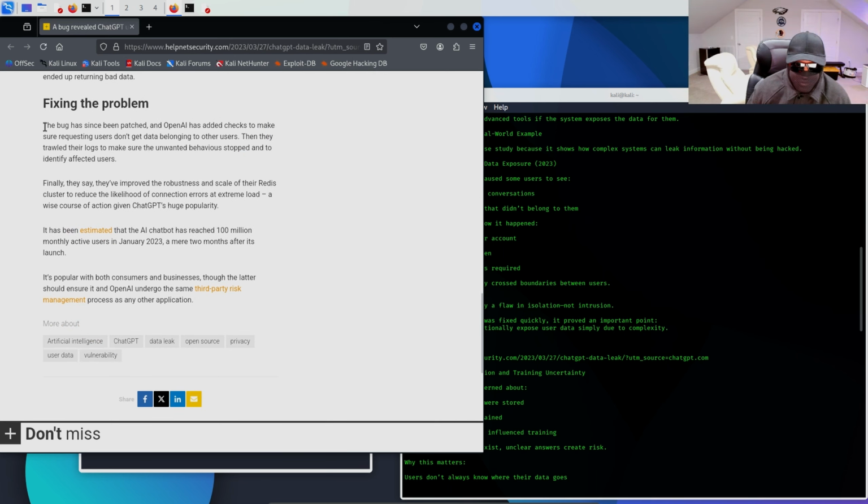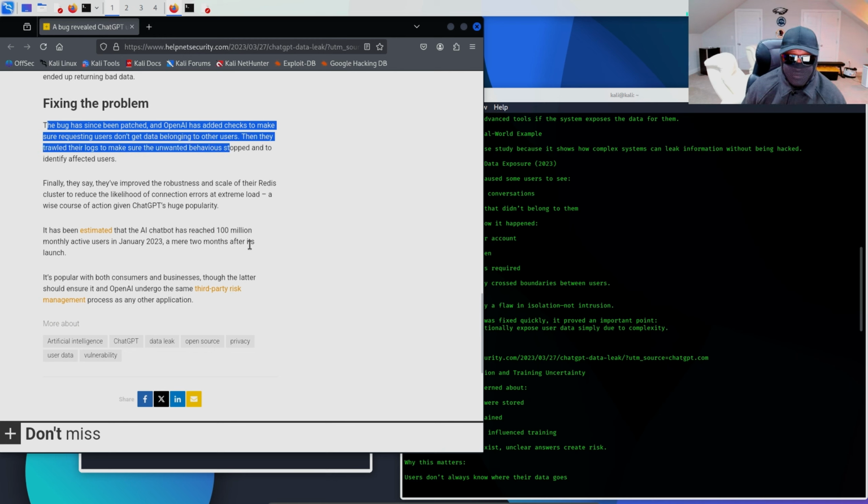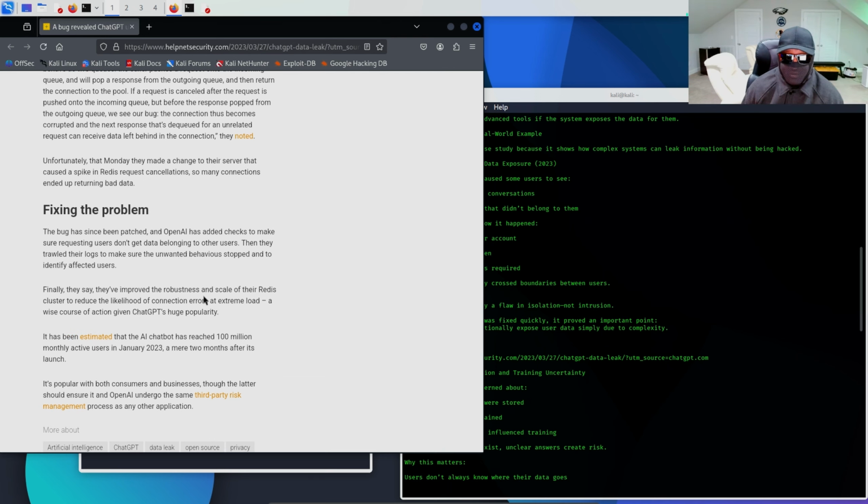So the bug has since been patched, and OpenAI has added checks to make sure requesting users don't get data belonging to other users. It has been estimated that the AI chatbot has reached 10 million monthly active users in January 2023. That is a lot.